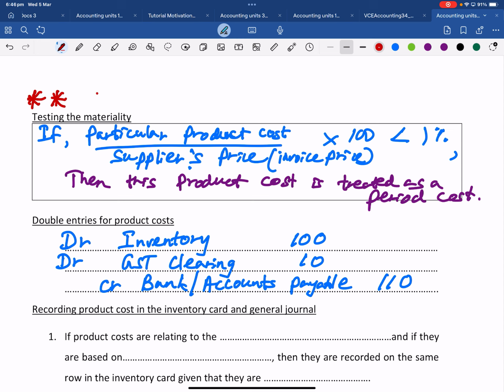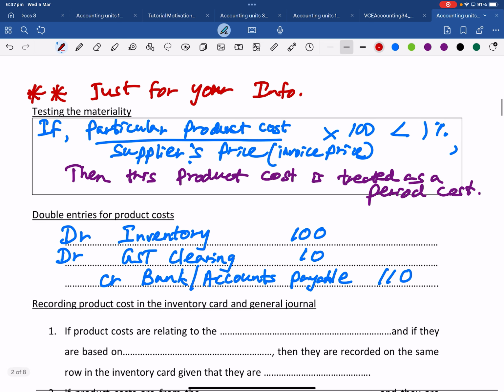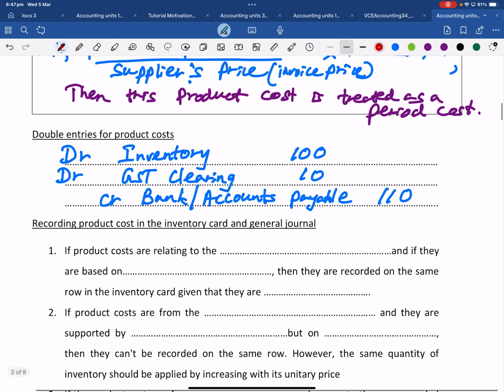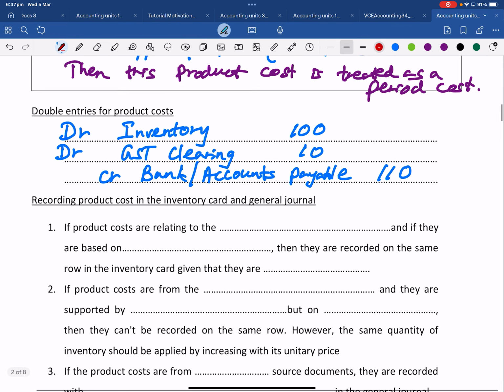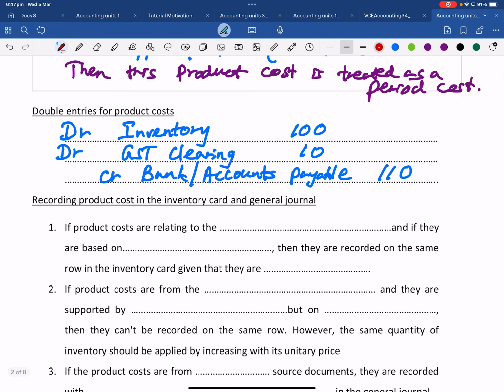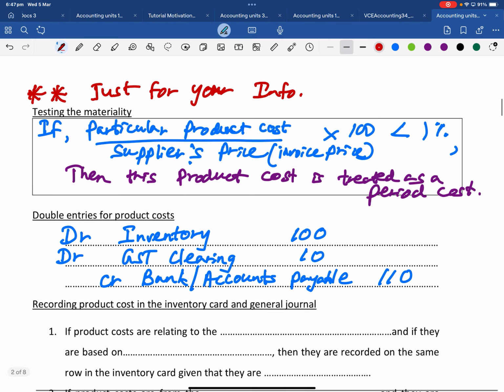So I'll just write this for your info, because if you read the textbook, there is no such thing. I created it. Okay, right. Now, do you understand this testing materiality part?